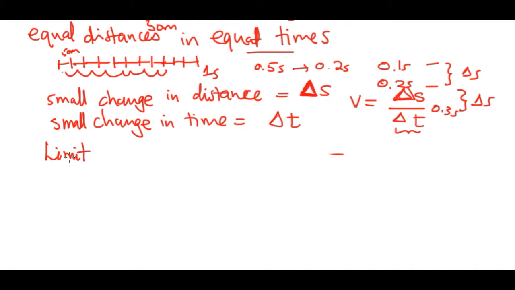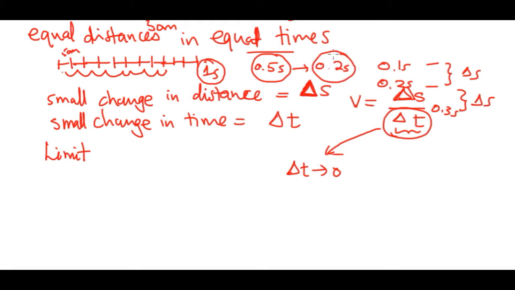And the limit is basically saying, if I push this delta T, or the change in time, towards a very, very small number, so I'm going to push delta T towards 0. You see here, originally it was changing in 1 second each. Now it was changing in 0.5. Then I pushed it to 0.2 to consider the changes in distance. Then I pushed it further to 0.1 second.